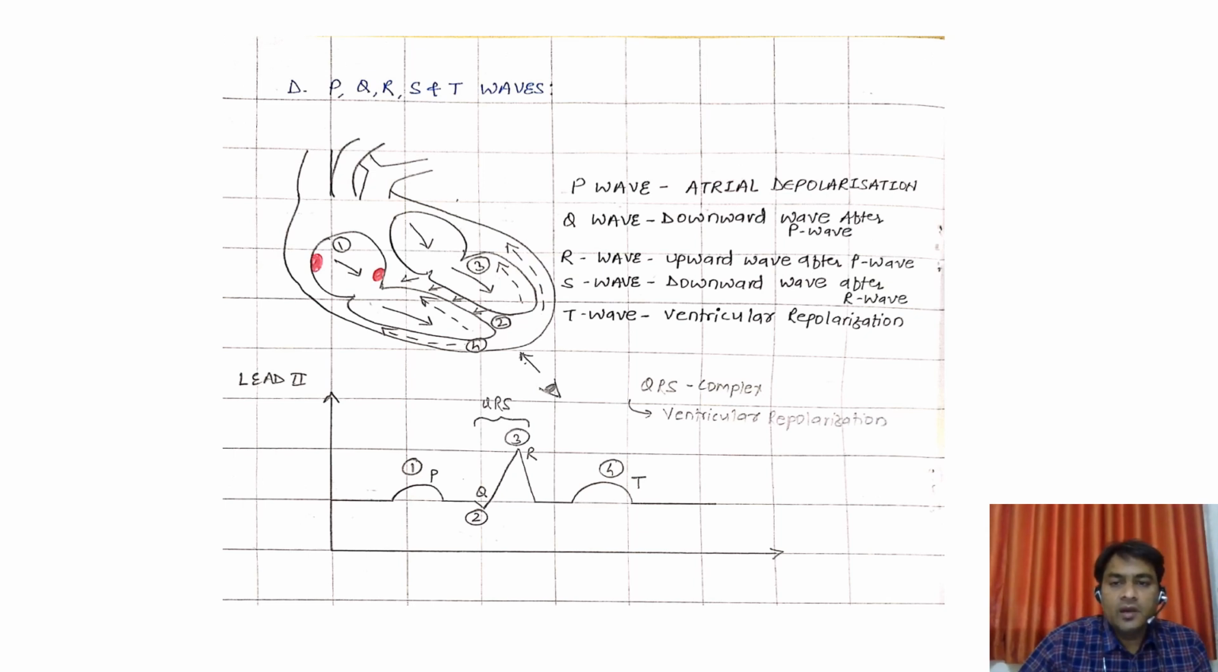The R wave is an upward wave after the Q wave, because of the depolarization of the major ventricular mass. So the R wave is an upward wave. And then the S wave, again a negative wave, downward after the R wave.